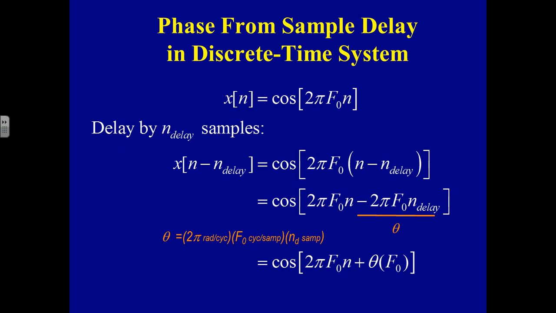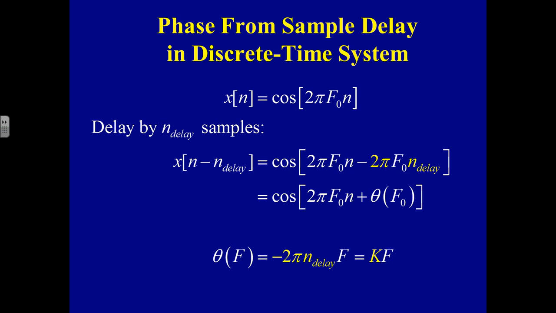And if we double check the units on that phase function, we should get something that looks like an angle argument, radians. The 2 pi is radians per cycle. The f0 is digital frequency, cycles per sample. And our n delay is in terms of number of samples. And if we cross out the like terms, we find that we do in fact end up with a radians argument. So we are dealing with real phase here.